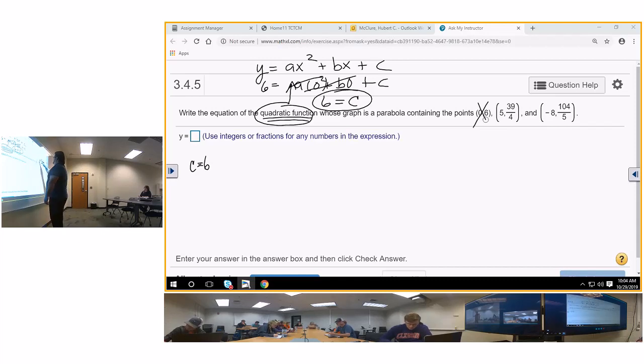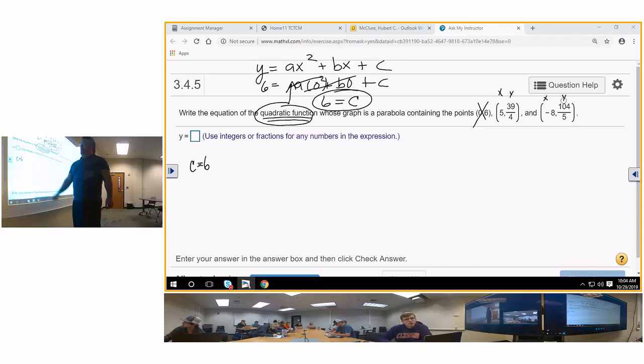This is x, this is y, x and what? Plug and chug with what? C, and you'll get two equations, two unknowns. Go to it.